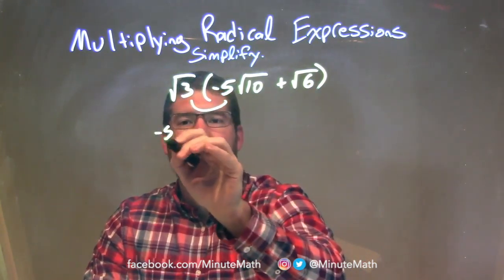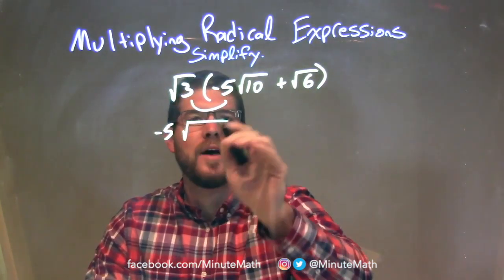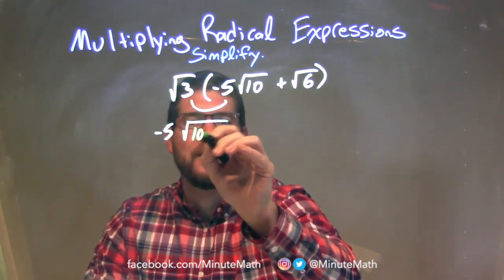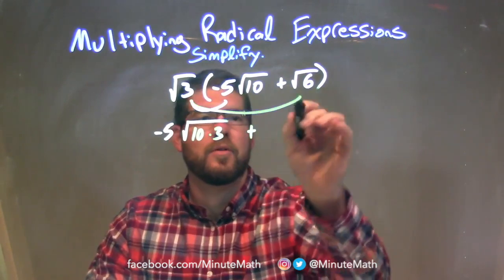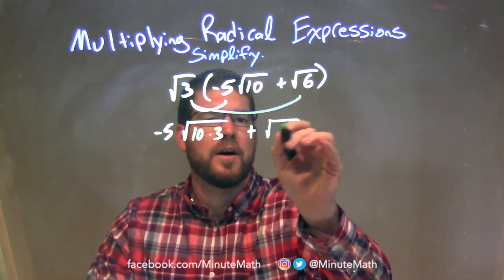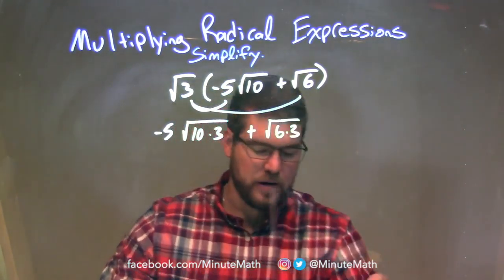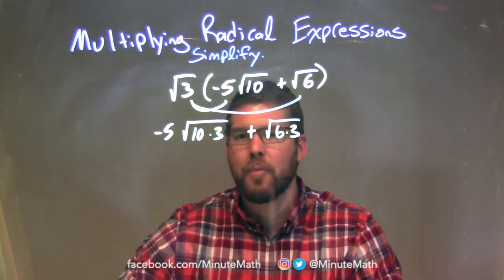Well, the negative 5 stays on the outside, and the square root of 10, we can write that to be 10 times 3 inside one square root. I do the same thing, bring the square root of 3 across here, and so I have the square root of 6 times 3 right there. Okay, so now I'm trying to simplify this.